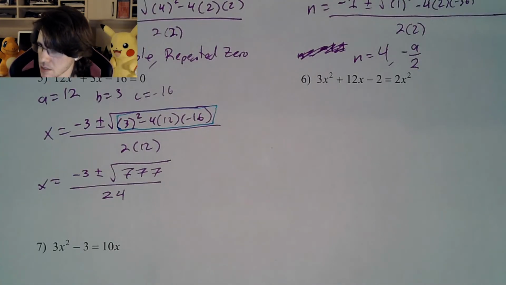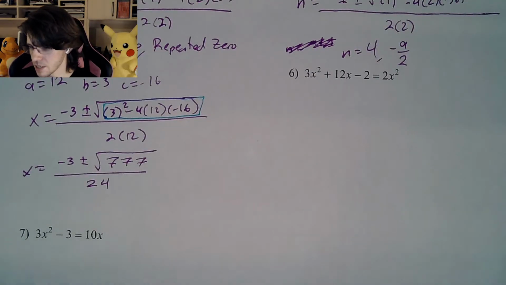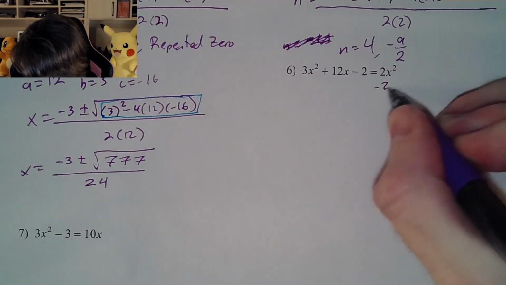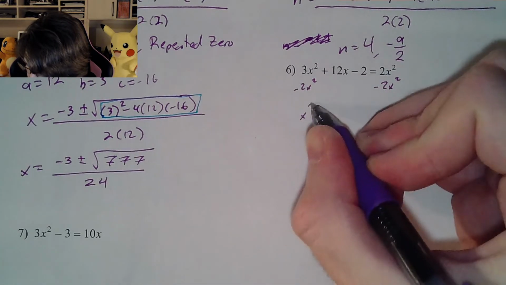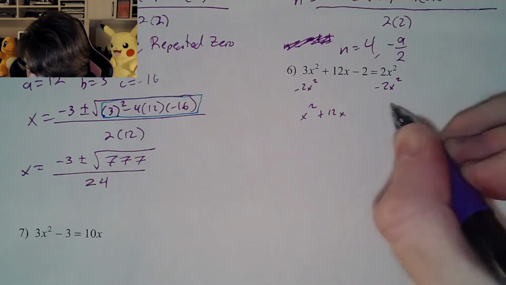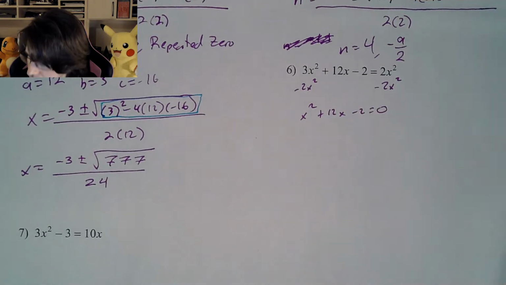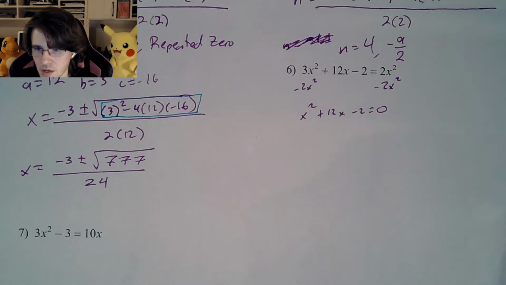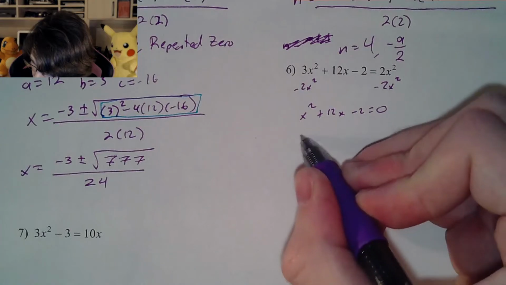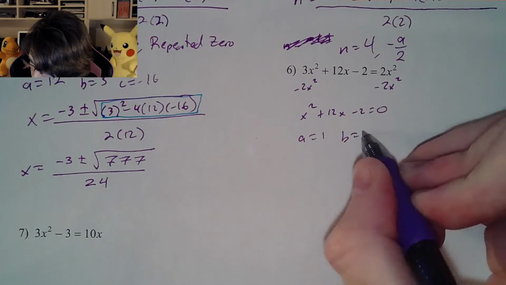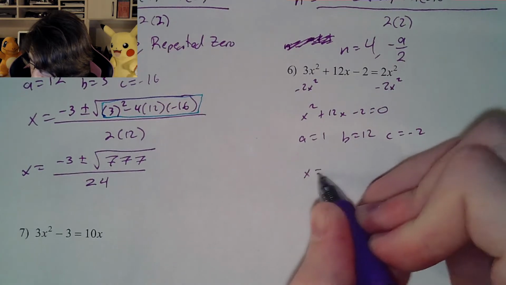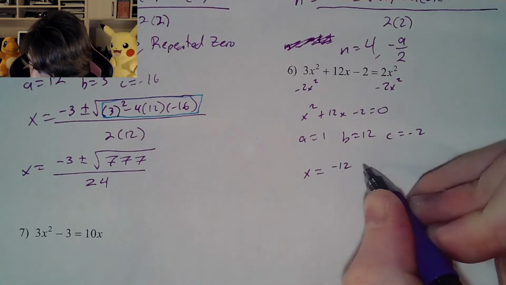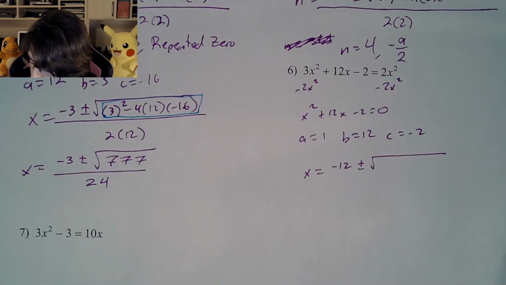Continuing on to number 6. Number 6 is the same concept as number 5. So we're going to go ahead and subtract 2x squared on both sides. And that's going to give us a single x squared plus 12x minus 2 is equal to 0. And then we get our a is equal to 1, b is equal to 12, c is equal to -2, and therefore x is equal to -12 plus or minus our square root.